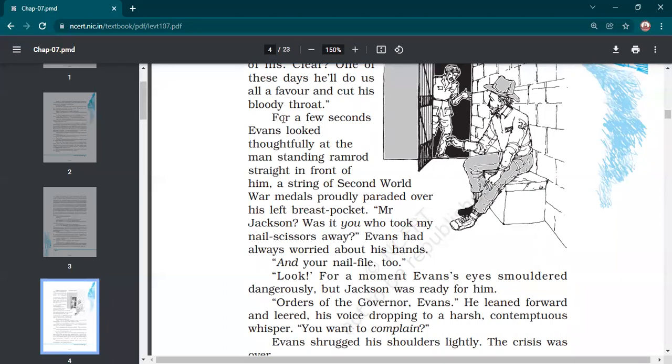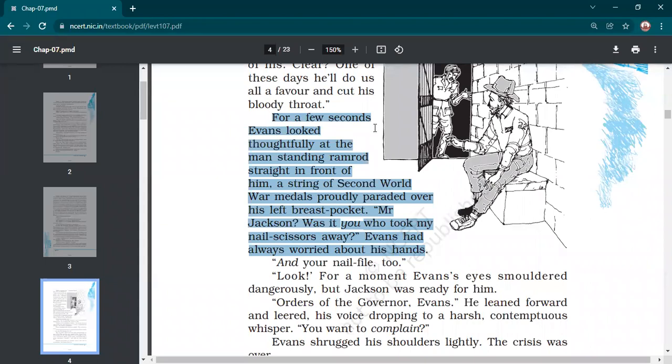"Clear?" Then for a few seconds, Evans looked thoughtfully at the man standing ramrod straight in front of him. A string of Second World War medals proudly paraded over his left breast pocket. "Mr. Jackson, was it you who took away my nail scissors?" Evans had always worried about his hands.